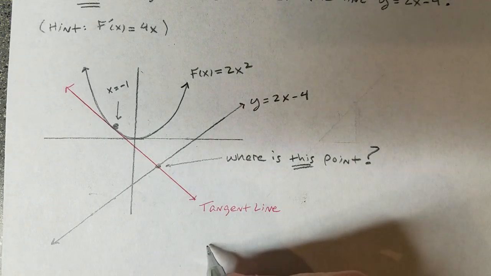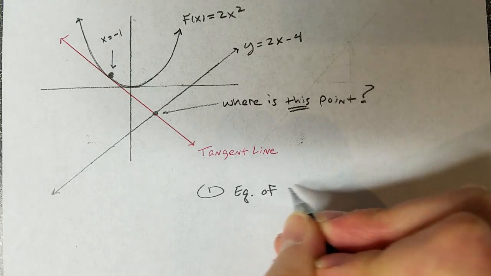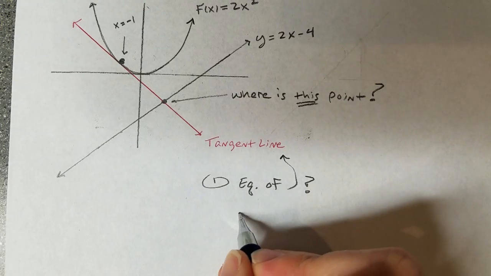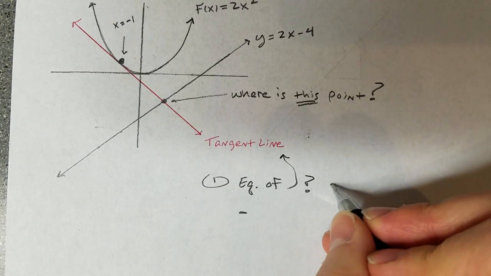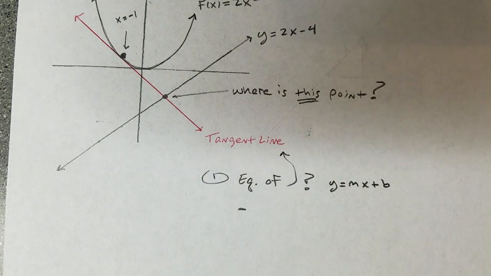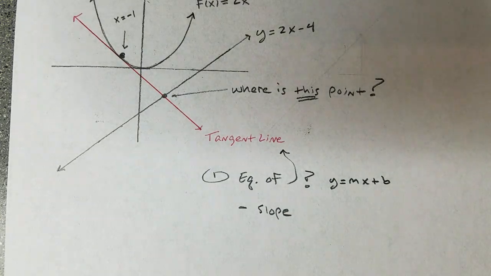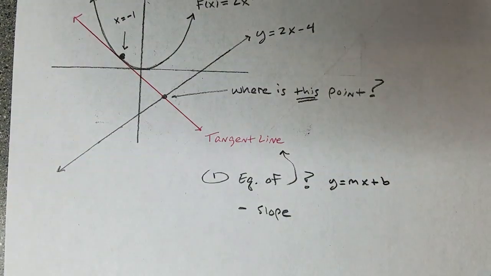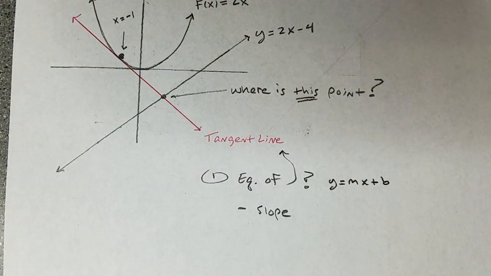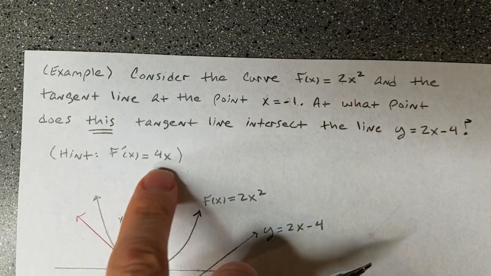All right, so let's say first thing, what is the equation of that tangent line? Okay, and remember the breakdown for that was that it's a line, and so it will have equation y equals mx plus b. First, we'll find the slope. What's the slope of the tangent line? Okay, and we use the derivative to find the slope of the tangent line to a curve. The derivative for this curve is 4x.